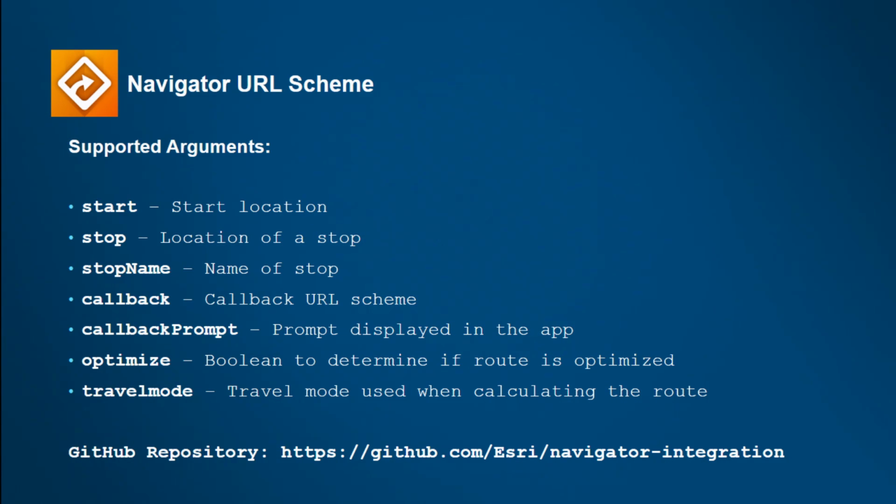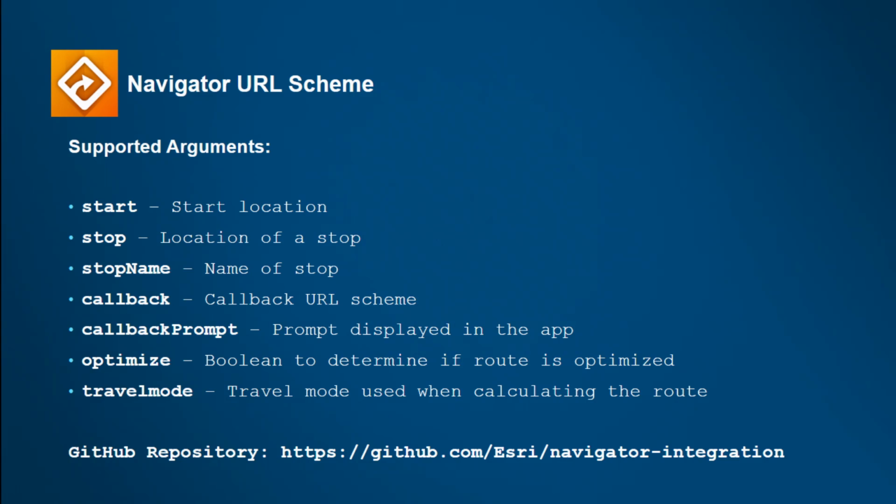These are some of the properties that are supported in the Navigator URL scheme. So we have the start location, an optional parameter. So if you want to determine to start at a specific location, if you don't provide that, we'll just use the current location of the device. We have the stop location. So you pass in multiple stops to be able to reference a multi-stop route. You can also give it a name, like I mentioned.